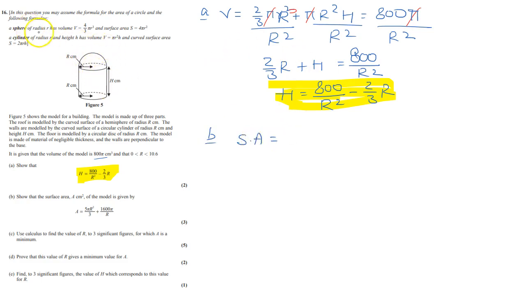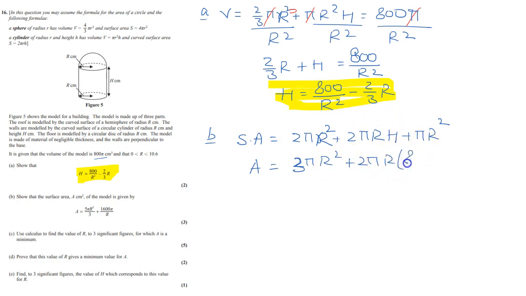Now surface area of the semisphere. A sphere has radius and surface area 4 pi r square, so this is 2 pi r square. Surface area of the cylinder is 2 pi R H, and this down one surface area is pi r square. This is the surface area, and that is A. So A is equal to 2 pi r square plus pi r square, so let's write it 3 pi r square, plus 2 pi r h, where h is 800 over r square minus 2 over 3r.